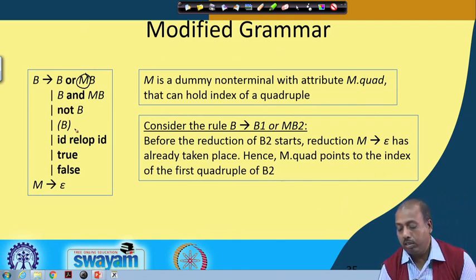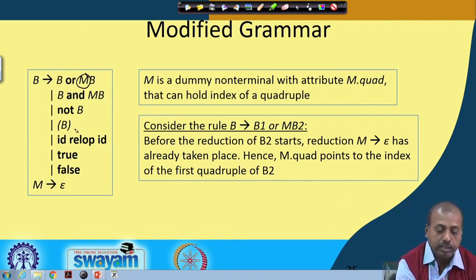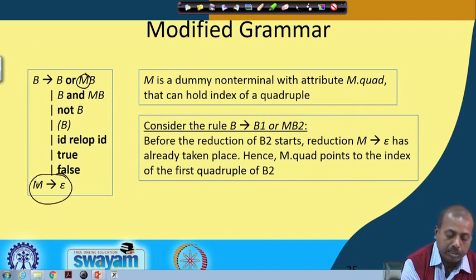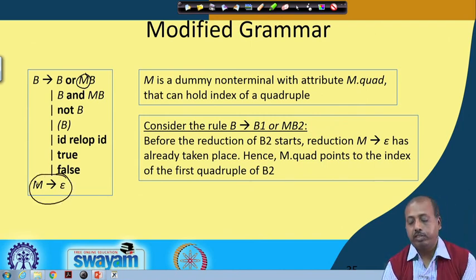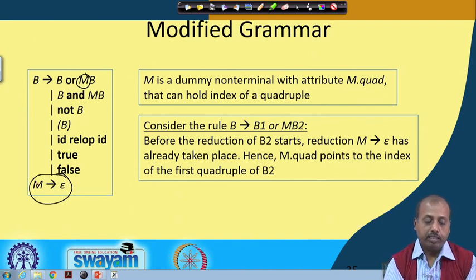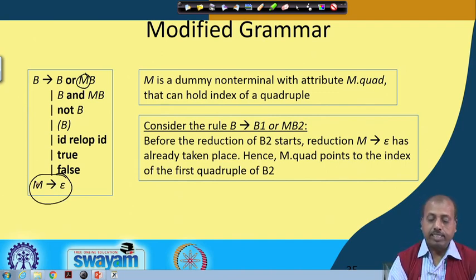So, which we call M, and this is a dummy because ultimately I am replacing it by M producing epsilon. So, it does not have any effect on the grammar, but this will be useful for knowing some addresses and modifying the proper values, inserting proper jump targets and all.